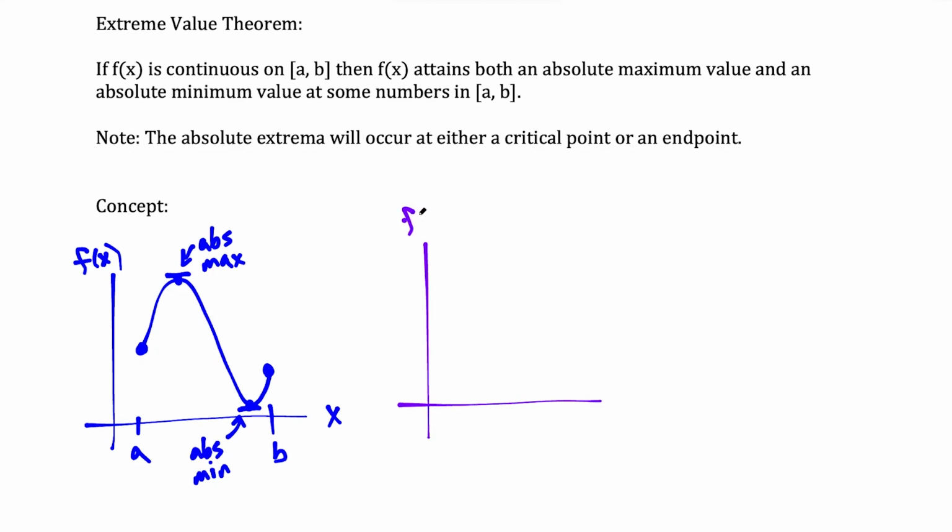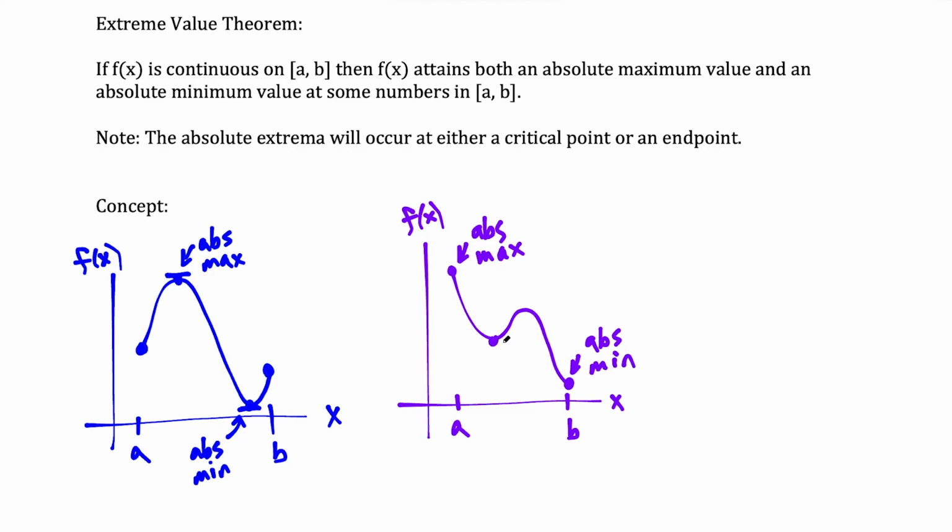Now, another thing that could happen is we could have f of x look something like this. So now we have a new function f of x, and let's say it looks something like this. So similar to before, except now if I call this point A and point B, notice now that the absolute maximum is occurring at A and the absolute minimum is occurring at B. And notice that in the middle here, between A and B, we have two critical points where the slope is equal to 0.